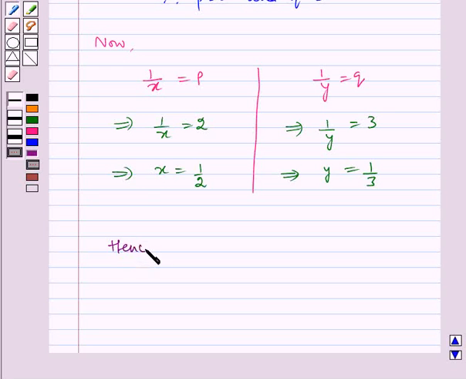Hence, the required answer is x is equal to 1 by 2 and y is equal to 1 by 3.